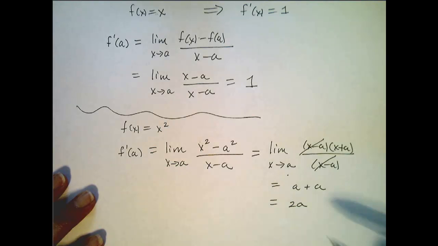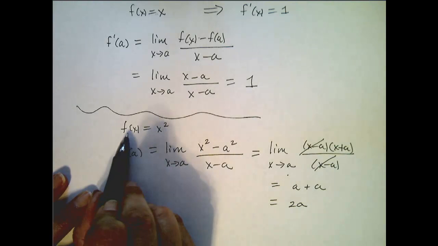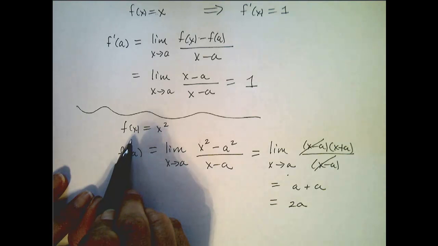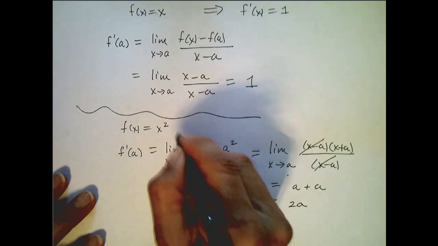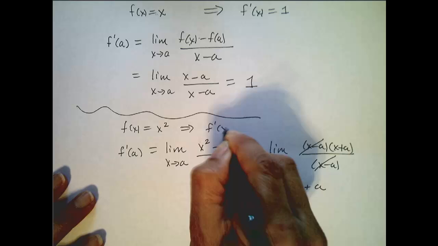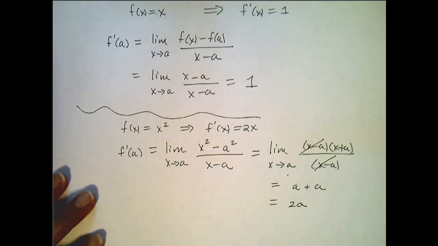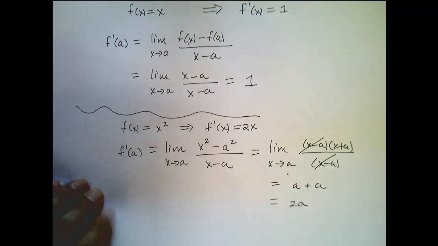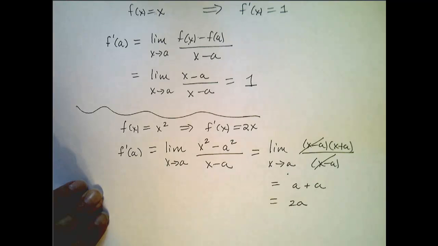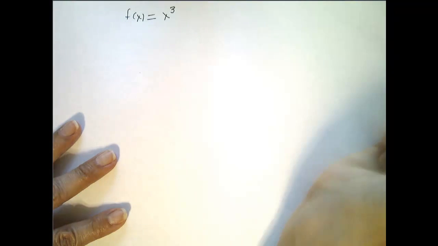And since this is true for any a value, this tells me that the derivative of f of x equals x squared, for any x value, is 2x. Okay? Let's do another one. Let's look at f of x equals x cubed.